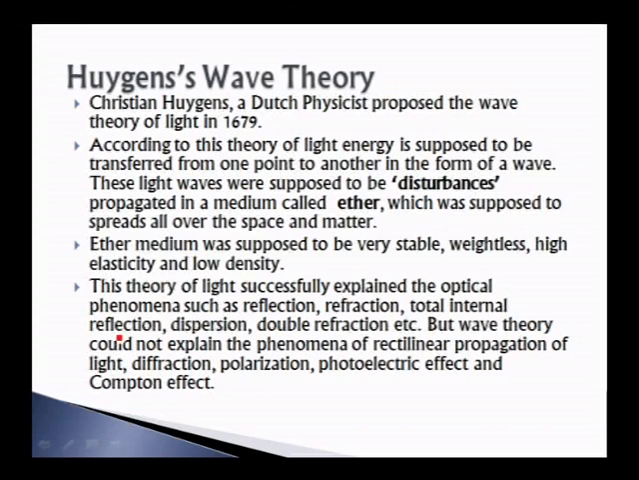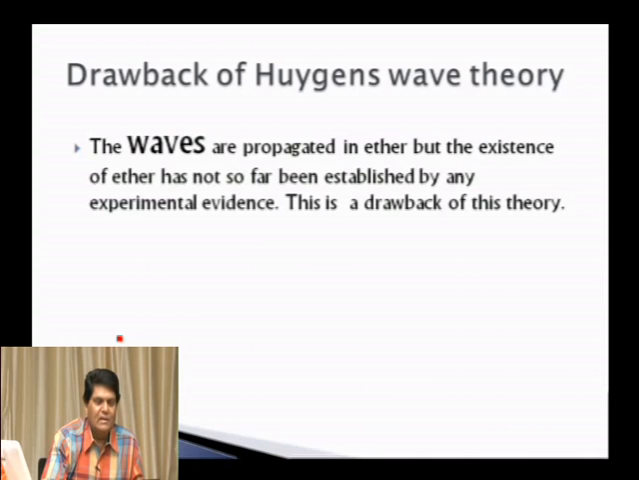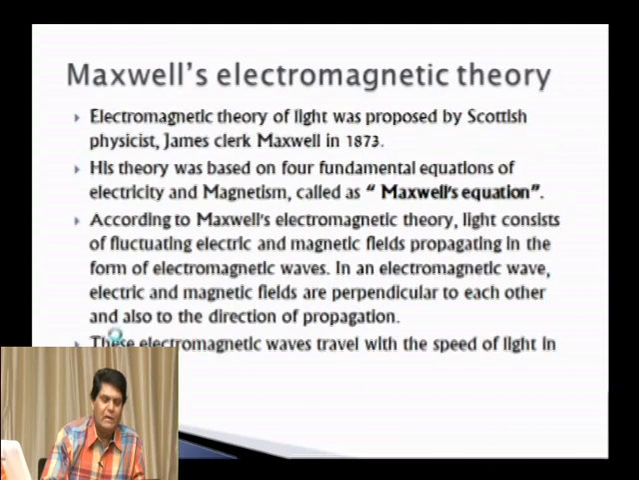This theory, the wave theory of light, successfully obeys certain phenomena like diffraction, polarization, interference and so on. But the drawback of this theory is that there is no experimental evidence for the presence of this medium called ether. So this is one of the drawbacks. Hence this theory fails.